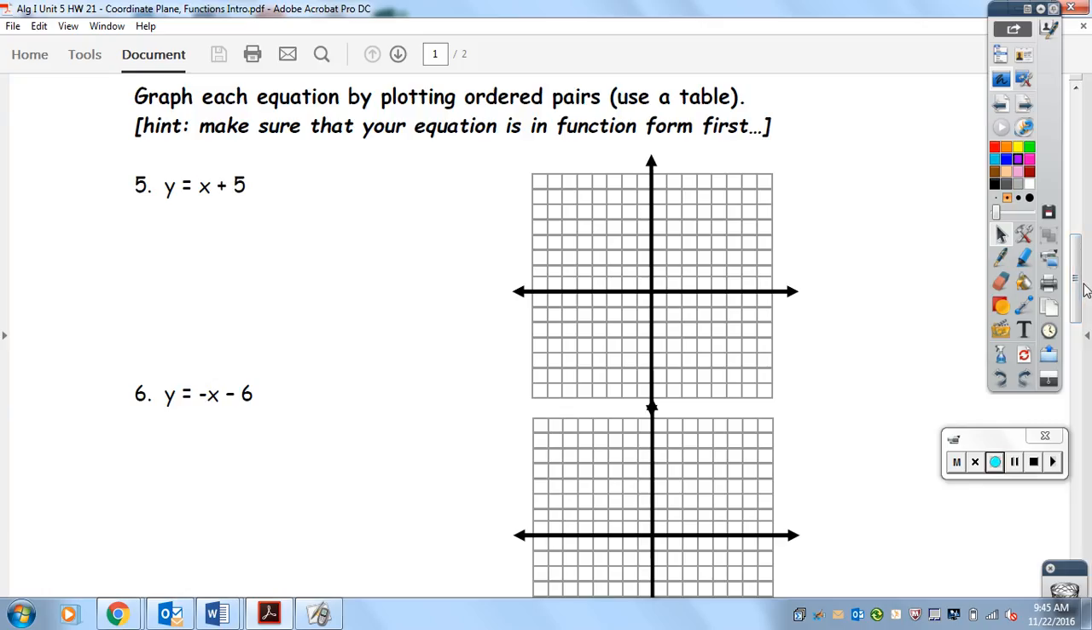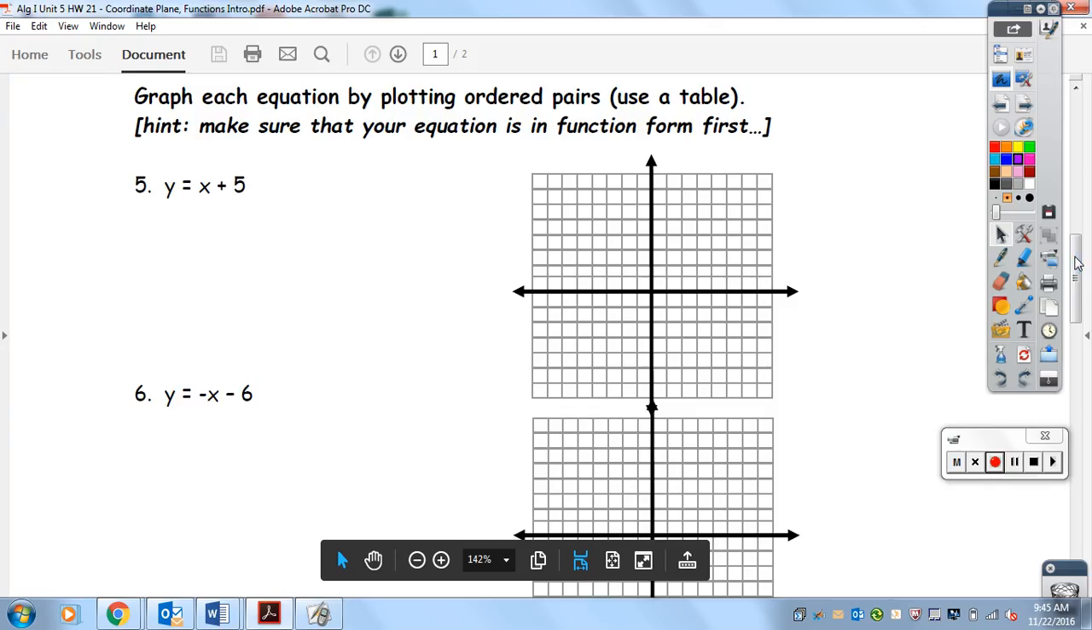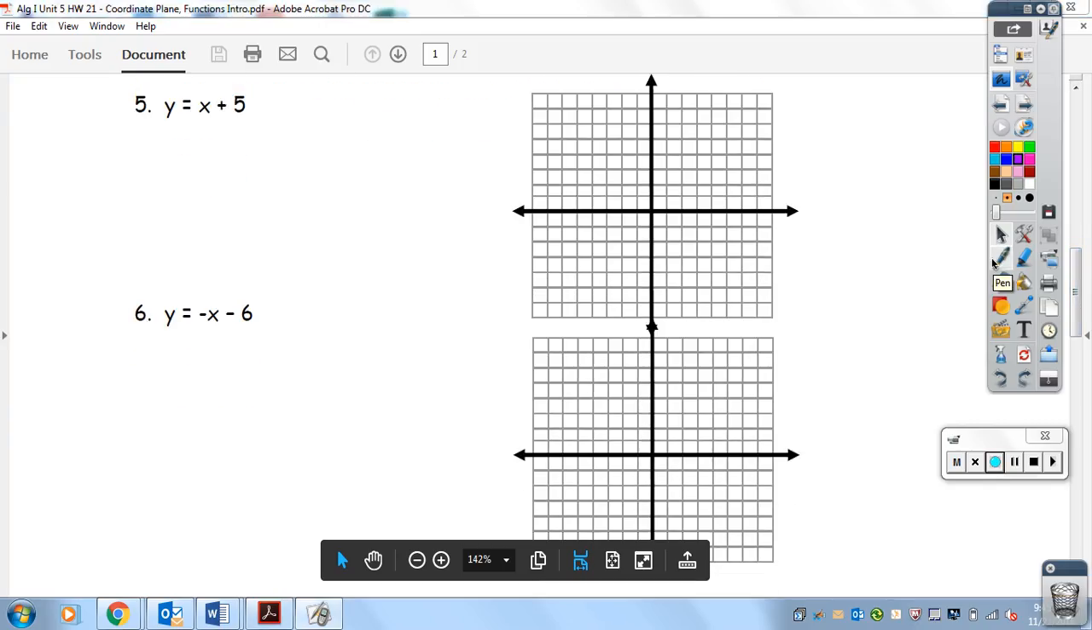Graph each equation by plotting ordered pairs. In other words, make a table. Here's a hint. Make sure that your equation is in function form first, which means solve for y. This one is solved for y, you're good to go. This one is solved for y, you're good to go. One of the problems with this is negative x. So I can quickly do that one and show you how students get this one wrong.